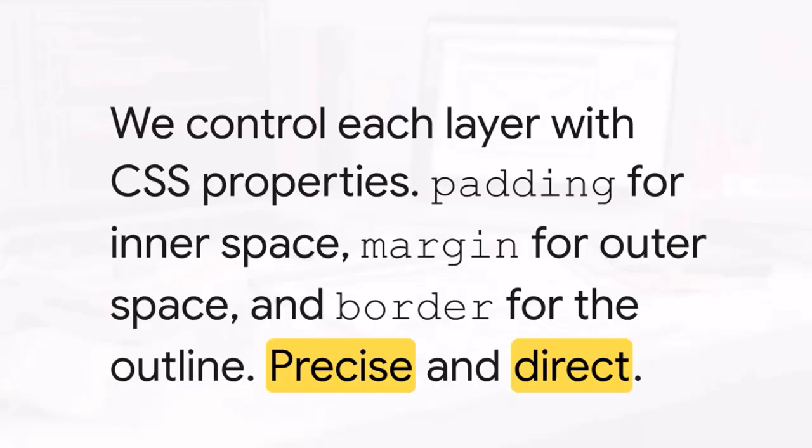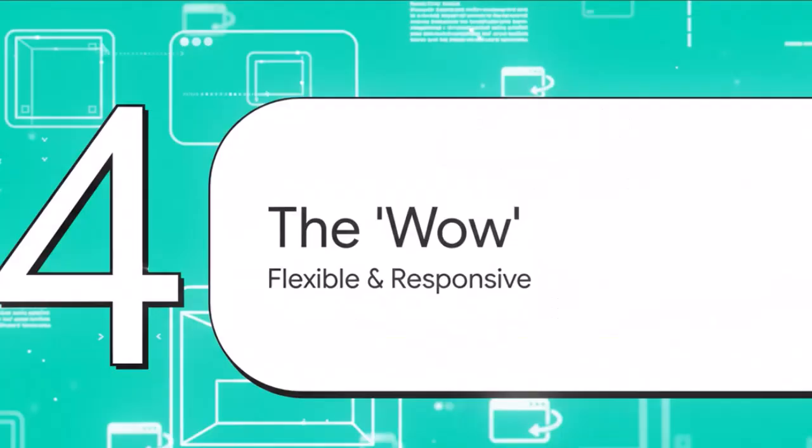We use the width property to set the size of the content area. We use padding to create that inner breathing room. We set a border to give it an outline, and we use margin to push other elements away. See? Each line of code maps directly to a layer of the box. That's how we get such precise control. So we can style things, we can control their spacing.